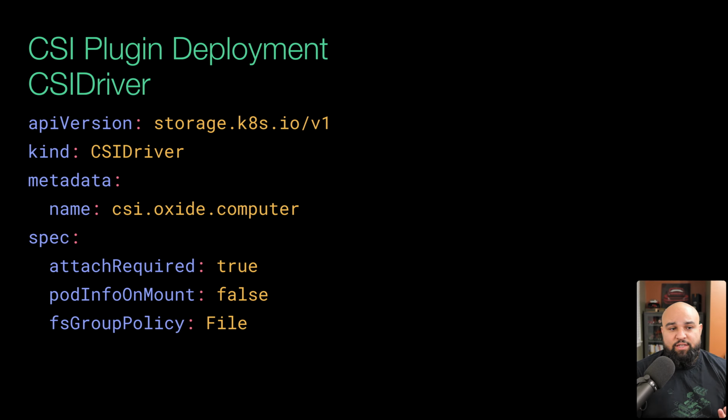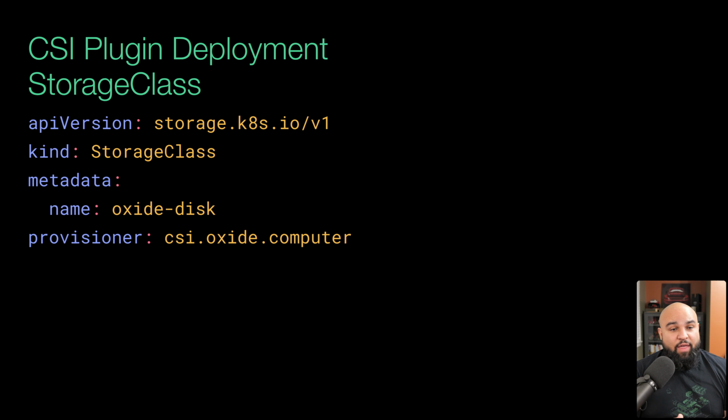If you want to deploy a CSI, you do this. You create a CSIDriver type or kind, and you tell it what its name is and what the spec should be. So here, we're saying, please create a csi.oxide.computer CSI driver, and attach is required, pod info on mount is not required, and the fsGroupPolicy is File. So you give it some of that spec. Then you create what's called a storage class. A storage class is what sort of storage is available through this CSI plugin. And we have one storage class here called the Oxide disk storage class, and it's using the csi.oxide.computer provisioner.